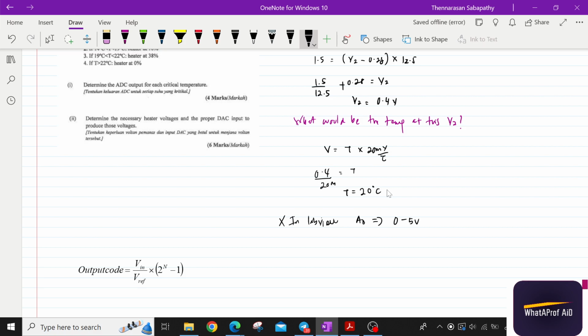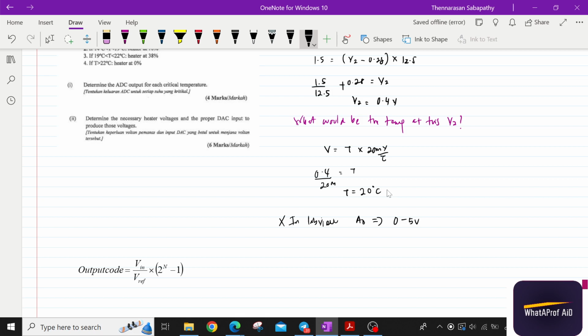This will be shown in your LabVIEW later. If you read the data from pin A0, you will see this value directly, which means the ADC is already done by LabVIEW itself. It directly shows the 0 to 5.